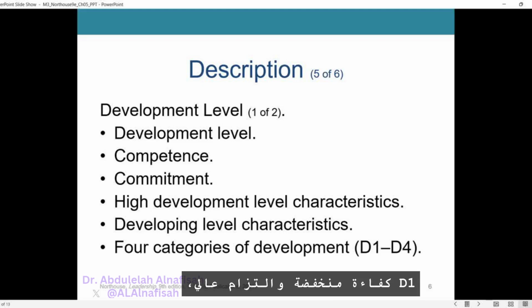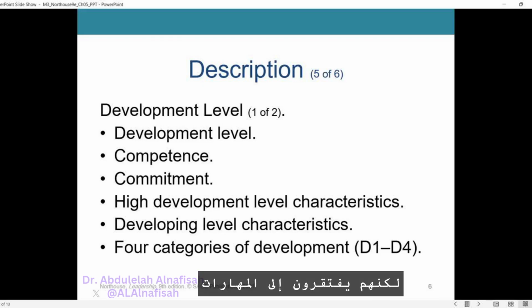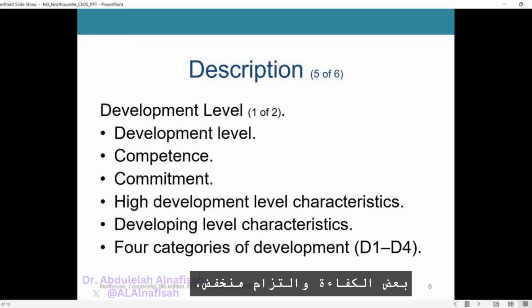D1. Low competence. High commitment. These followers are new to the goal and excited about the challenge, but they lack the skills to accomplish it. D2. Some competence, low commitment. They have begun learning but have lost some confidence in their abilities.